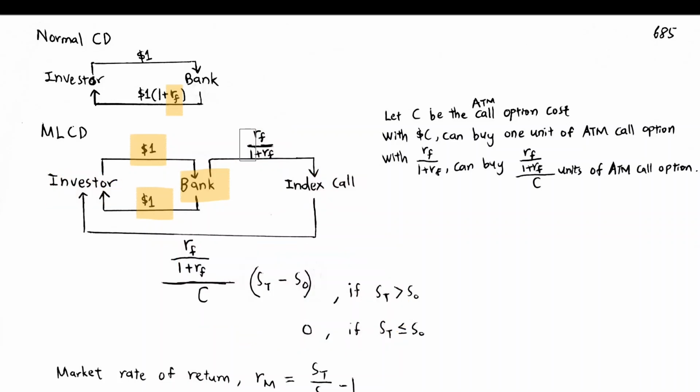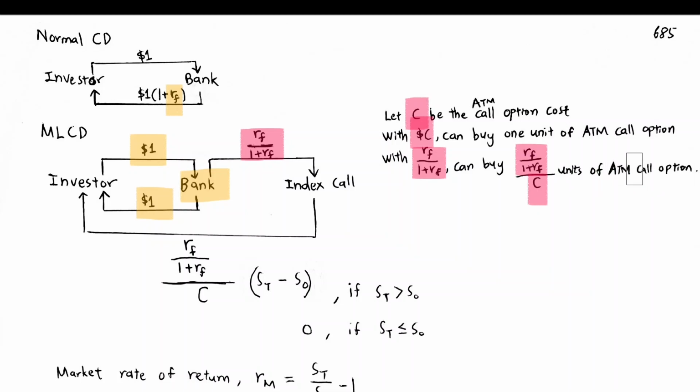With the present value, let's find out how many units of the call option that the bank can buy. Let C be the at the money call option cost. With this amount of money, the bank can buy 1 unit of the at the money call option. And in this case, we have this amount of present value. So the bank can buy this present value divided by C to get the number of units of the at the money call option.